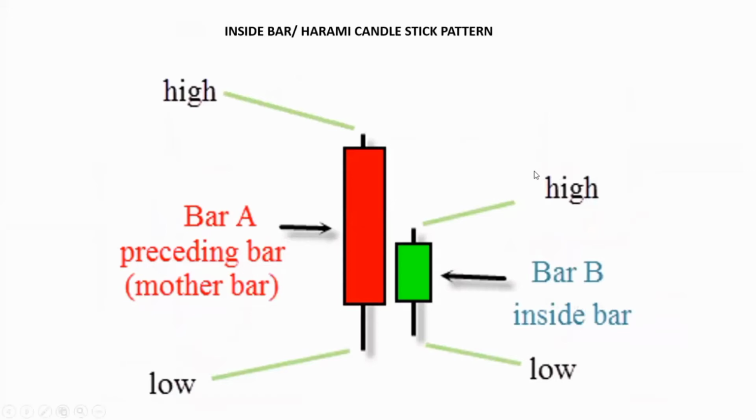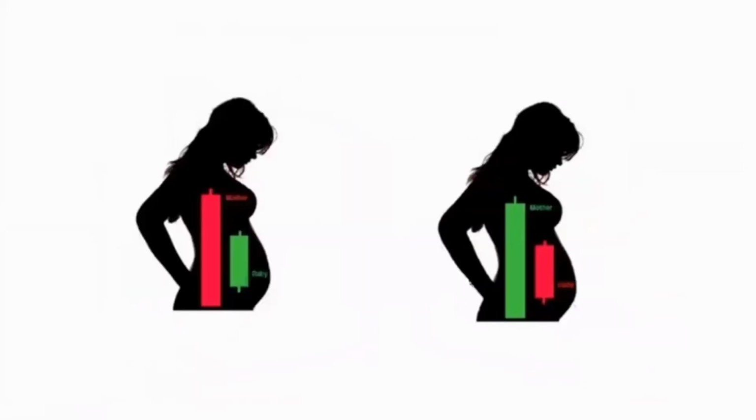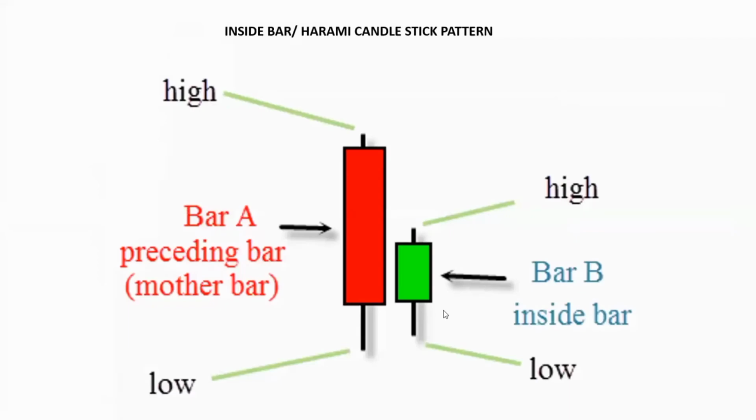We have the inside bar candlestick. The best way to explain this candlestick is a picture of a pregnant woman, because it has the mother and a baby. Okay, it consists of a mother and a baby. Let's go back to it. Let's see what I mean. And from here now, you can see this.